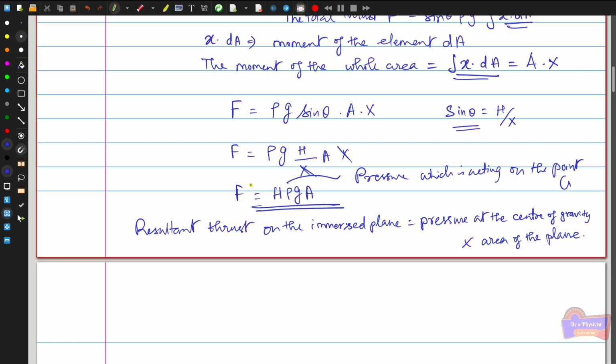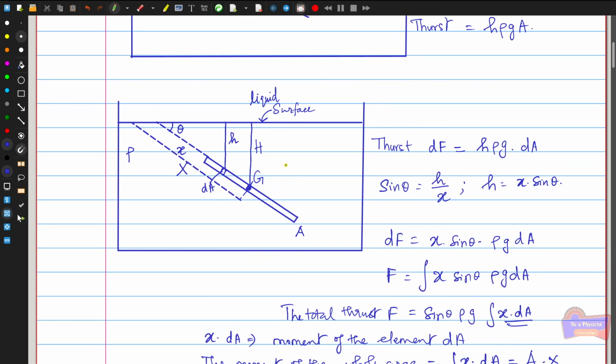Our next step is to find the point on the plane at which the resultant force, the pressure, is acting on the entire plane, which is called the center of pressure. As we already know, if any object is immersed in a liquid, a pressure acts on this object which is normal to the object. If we consider this as the immersed plane, the pressure acting on it is directly normal to the plane, so that the total pressure is acting at every point like this.